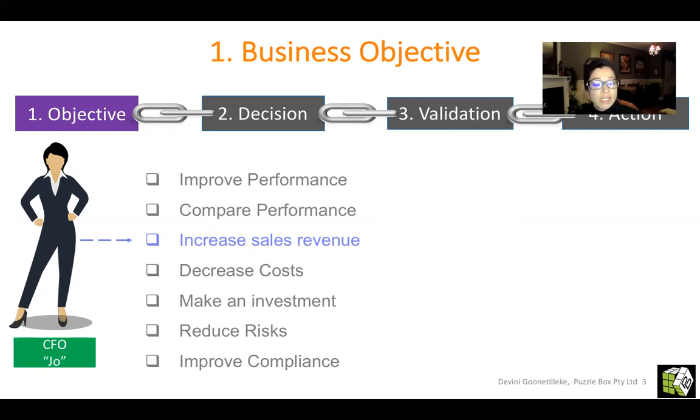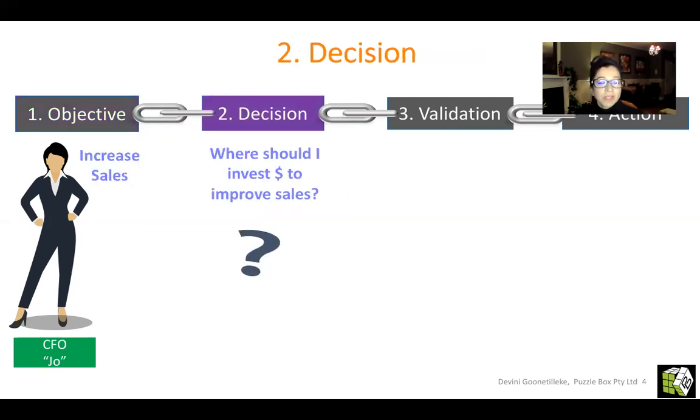So what we've got here is Joe, who's the CFO, and Joe is particularly interested in increasing sales revenue. So we'll go through the decision process that Joe uses. Joe wants to increase sales. What's her decision going to be? Her decision will be, where should I invest money to improve sales? It's an example of a decision.